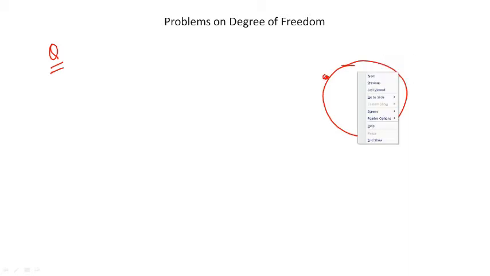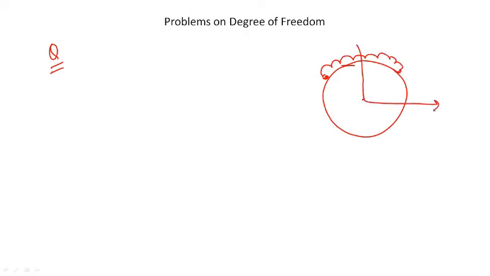Next problem is, let us consider 2 particles joined by a spring, and they are moving on the surface of a sphere. Again, we will consider a three-dimensional case. This is your x-axis, this is your y-axis, and this is your z-axis. This is particle number 1, this is particle number 2, this is the origin of the sphere, and let us say the radius of this sphere is r.